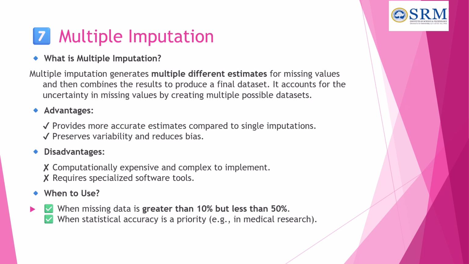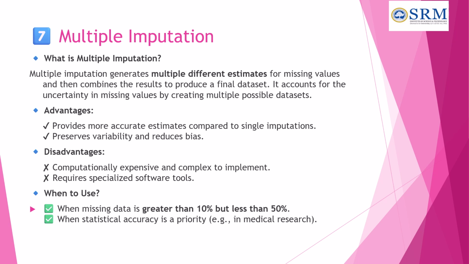Multiple imputation is a more advanced method for handling missing data. Instead of filling in missing values just once, it creates several different versions of the dataset with different possible values for the missing parts. These multiple datasets are then combined to get a final, more reliable result. This method captures the uncertainty around the missing values better than single imputation methods, leading to more accurate and less biased analysis. However, it can be complicated and requires more computing power and special software.